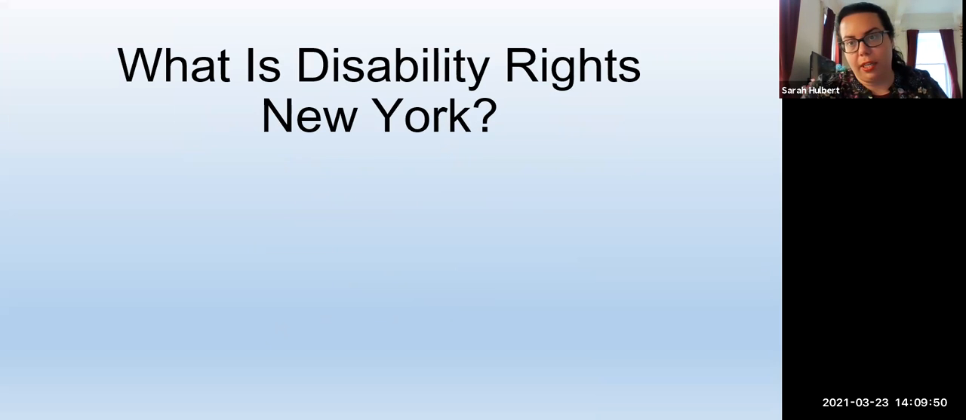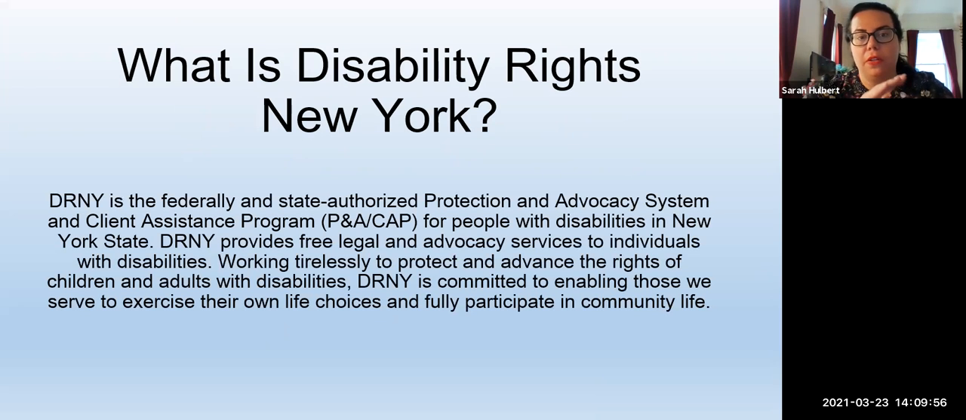So the first question that I like to go over, obviously, is what is Disability Rights New York? We are the Congress-appointed protection and advocacy agency for people with disabilities living in New York State. We have 3 satellite offices, located in Brooklyn, Rochester, and Albany. Basically, we provide free legal and advocacy services to individuals with disabilities living in New York State. So whatever services you receive from us are free of cost. That's what we're here for. And we really want to help as many people, children and adults with disabilities, as possible.